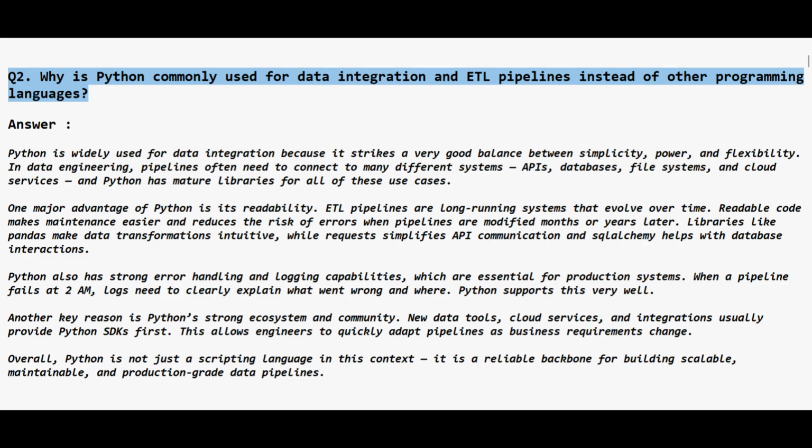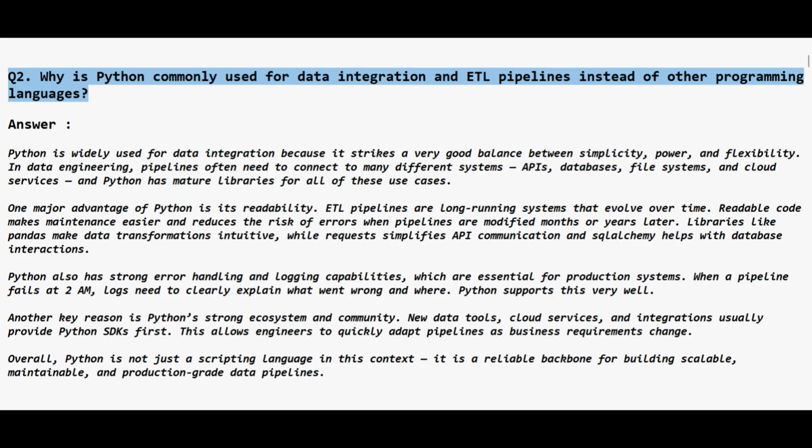One major advantage of Python is its readability. ETL pipelines are long-running systems that evolve over time. Readable code makes maintenance easier and reduces the risk of errors when pipelines are modified months or years later. Libraries like Pandas make data transformations intuitive, while Requests simplifies API communication and SQLAlchemy helps with database interactions. Python also has strong error handling and logging capabilities, which are essential for production systems. When a pipeline fails at 2 a.m., logs need to clearly explain what went wrong and where. Python supports this very well.